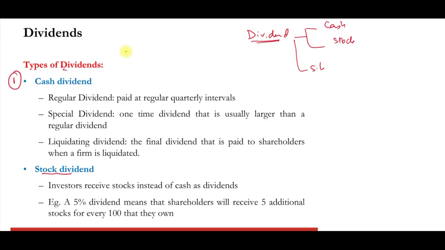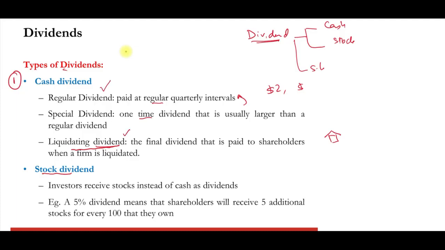So the company can pay $2 or $1 in the form of dividend. It could be a regular dividend, meaning paid after every quarter. A special dividend means a one-time dividend that is normally larger than the regular dividend in a year. A liquidating dividend is the final dividend when the company is liquidating. For instance, the company is making losses, is bankrupt and liquidating, so whatever is payable to the equity holders is considered the liquidating dividend. Normally companies pay regular dividends.